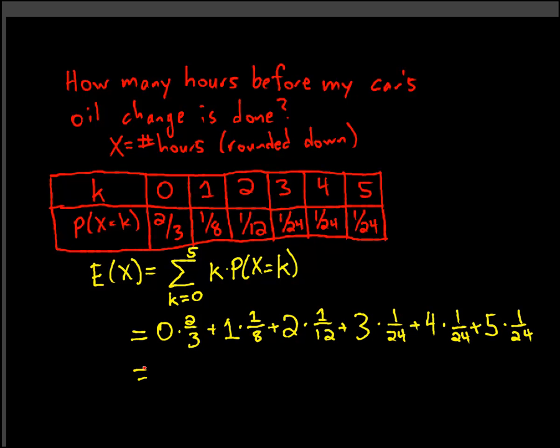And I've already done this calculation and found that it was 19/24. Okay, so there's the expectation of that random variable. Remember, to compute expectations, we just multiply values times probabilities and add them up.